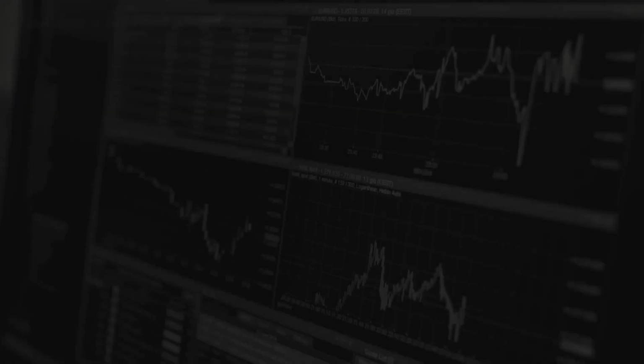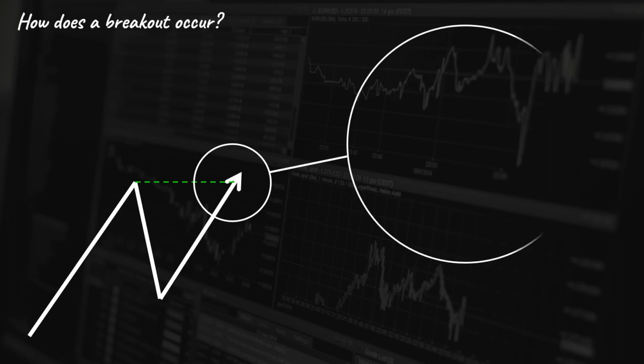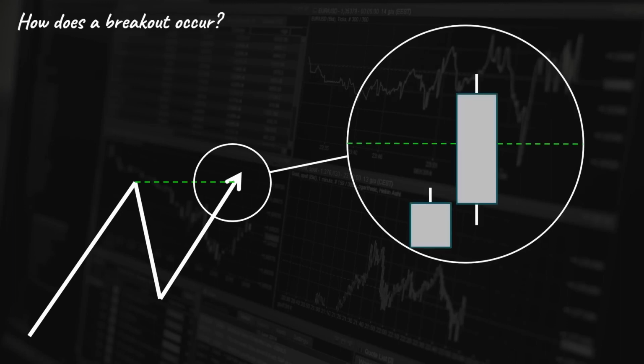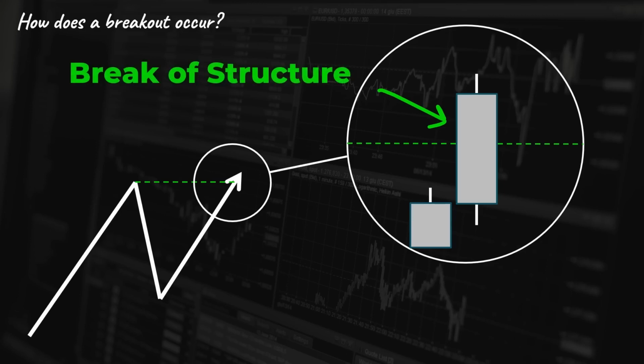Now, how does a breakout occur? A breakout occurs when a candlestick clearly breaks the previous market structure with the body. This means that if the price can close a visible amount, like a couple of pips above the previous level, we would have a so-called break of structure.